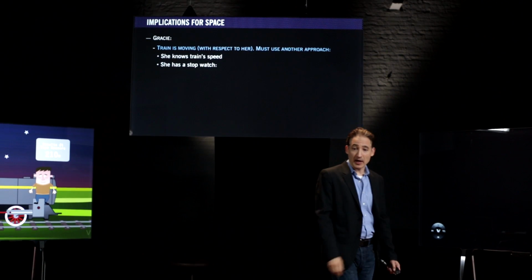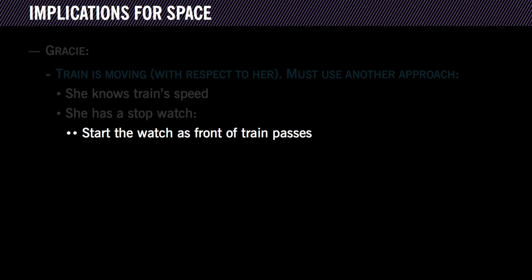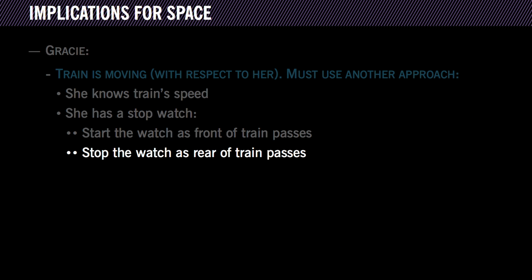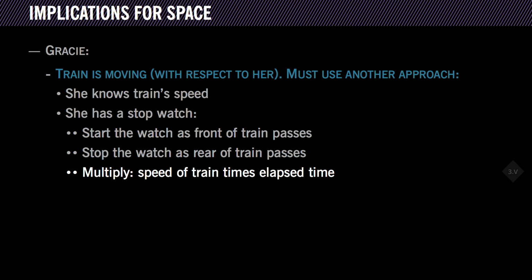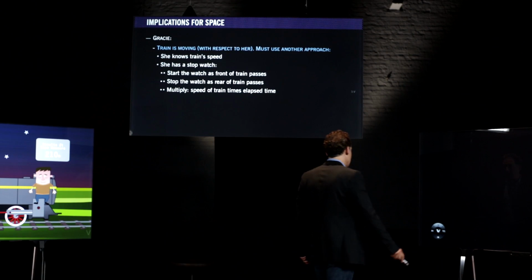What she can do is the following. She'll start the stopwatch just as the front of the train is passing her. She will stop the watch as the rear of the train passes her. So she knows how long it took for the train to pass by her. She knows the speed of the train, and she simply multiplies them together. She multiplies velocity times time to get the length of the train, right? So let's see her do that.